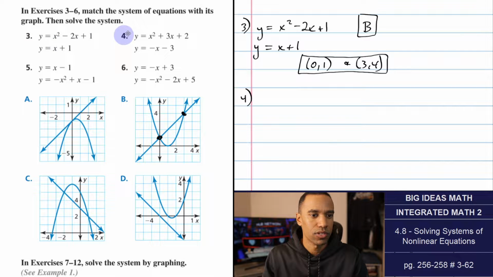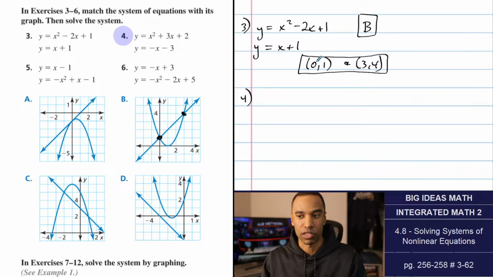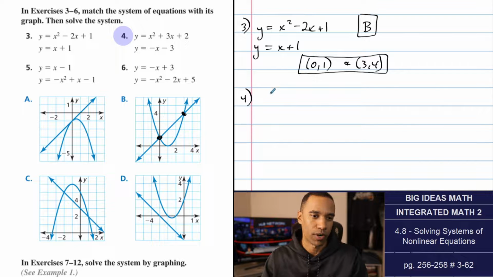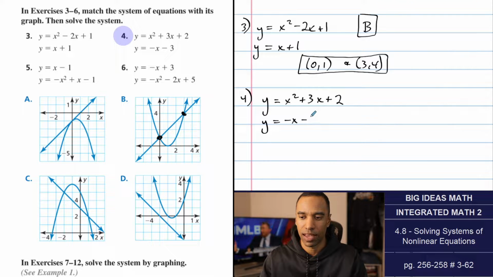We have y equals x squared plus 3x plus 2. Oh, by the way, you could double check these for sure. Plug in 0. 0 squared minus 2 times 0 plus 1 is 1. 0 plus 1 is 1. Things like that. You can plug them in and see if they work. But all right, number 4. Y equals x squared plus 3x plus 2, and y equals negative x minus 3.